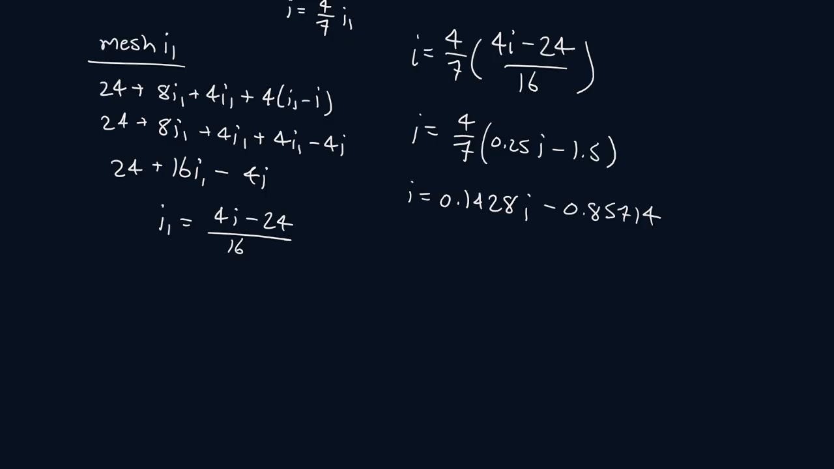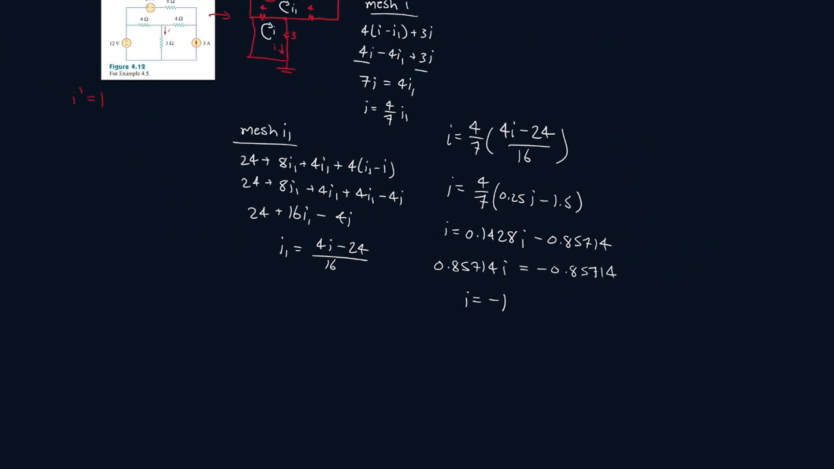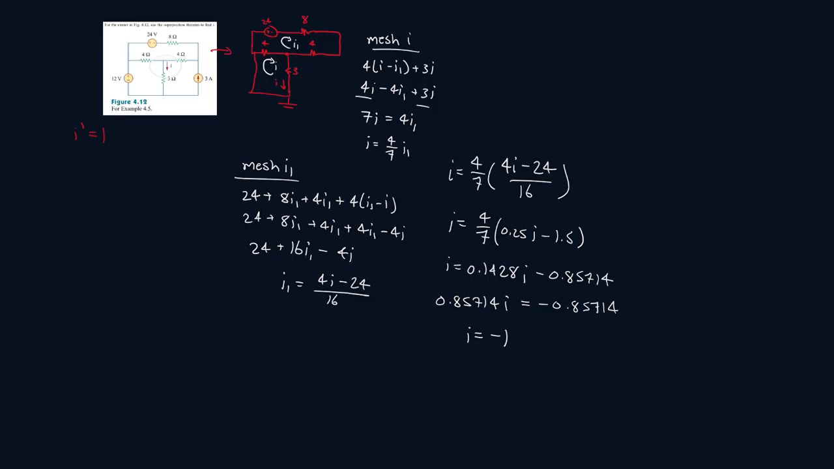Now let's bring this to the other side. So I minus 0.1428 I, we get 0.85714 I is equal to minus 0.85714. That means I is equal to minus 1. But this I is not the same as this I because we did not take into account this one and this one. So right now we'll leave this one as I double prime, minus 1.